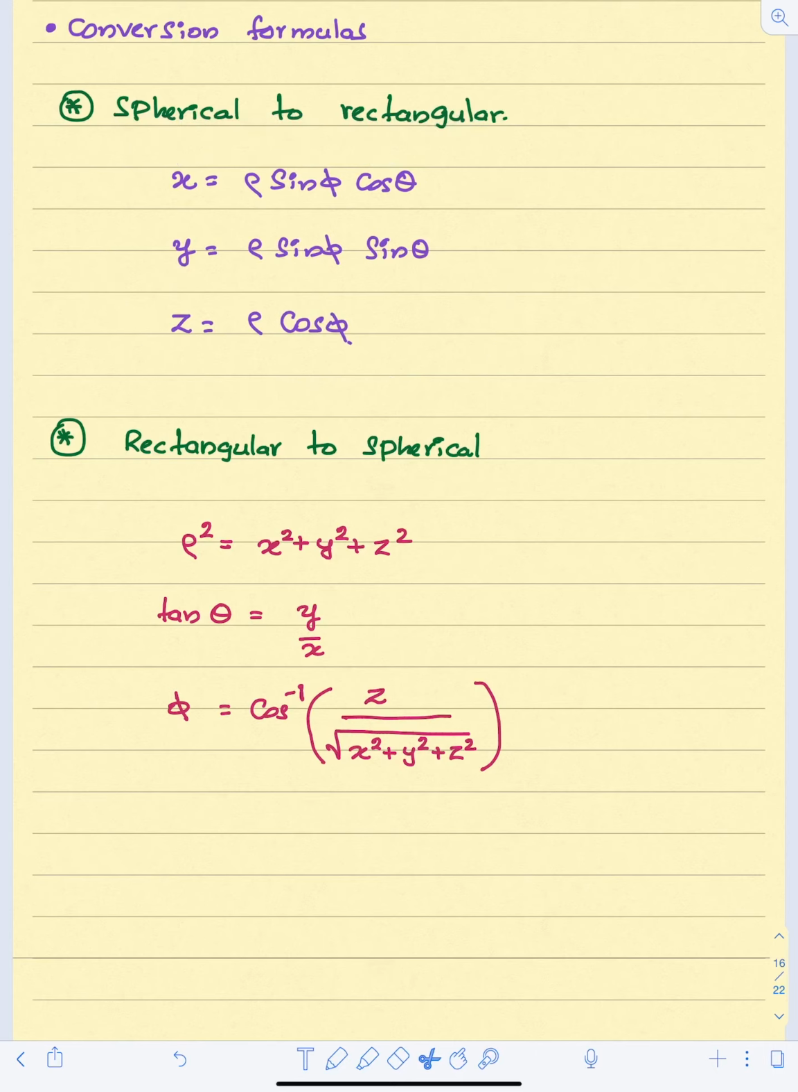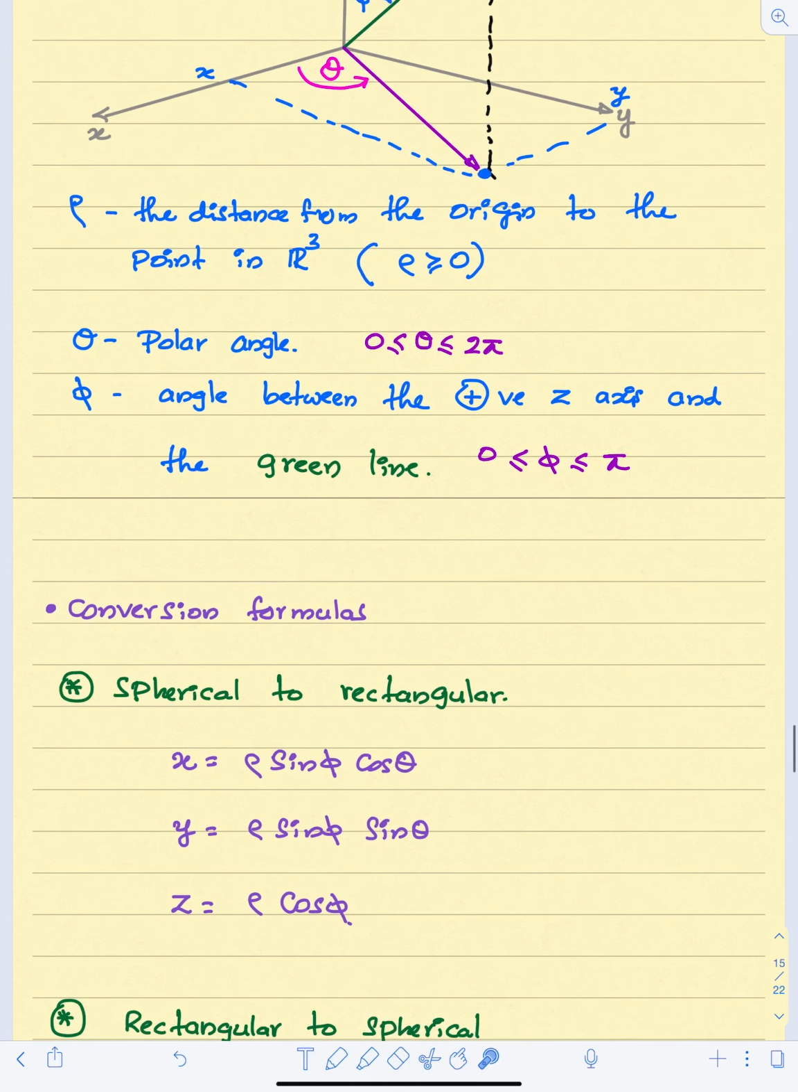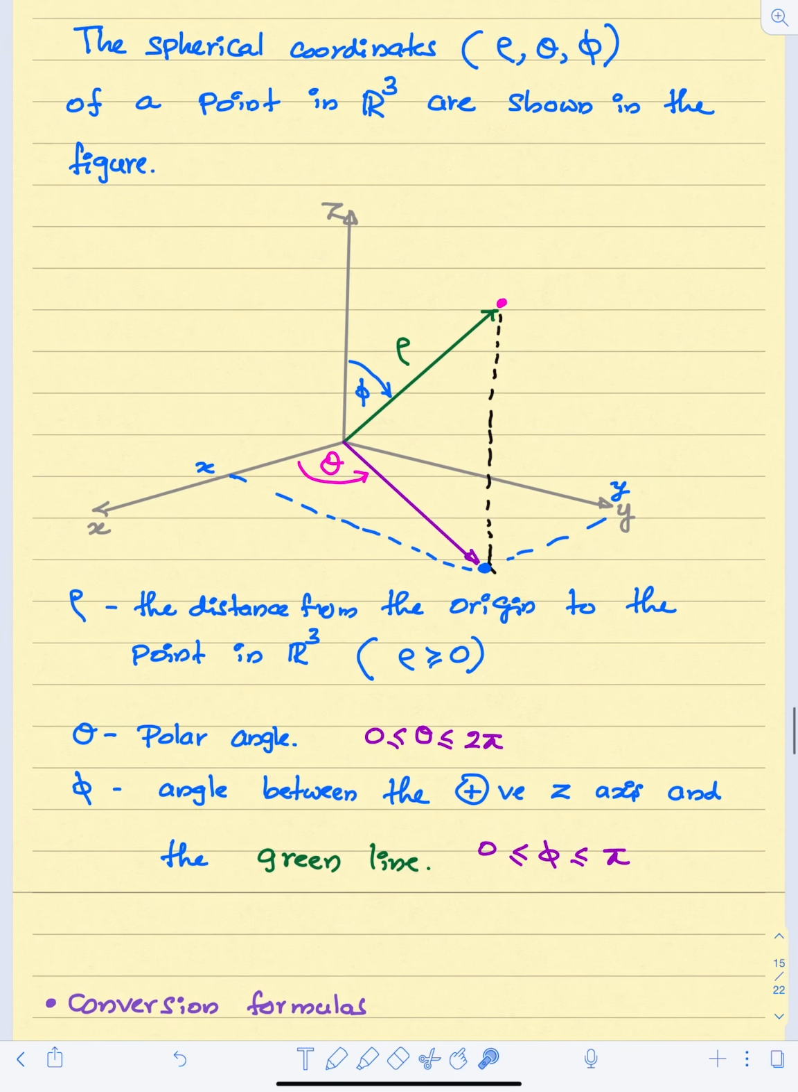So this is the way we go from spherical to rectangular and rectangular to spherical coordinate system. It is better to memorize this identity. This is a very useful identity. x squared plus y squared plus z squared equals rho squared. And rho is the distance between the origin and a point in the space. Okay. So this is the way we introduce the spherical coordinate system.